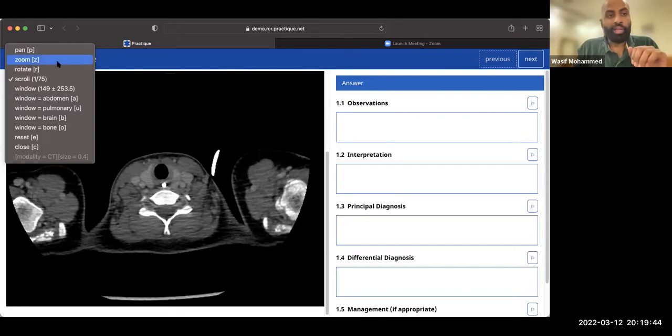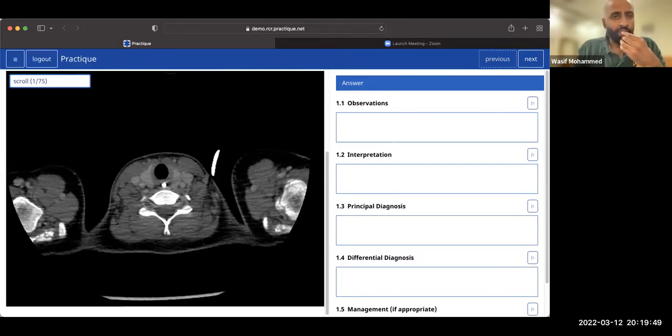I think one of the rapid reporting sites also has a similar practice system. I'm not sure, I forgot the name, but yeah, it's worthwhile practicing this.